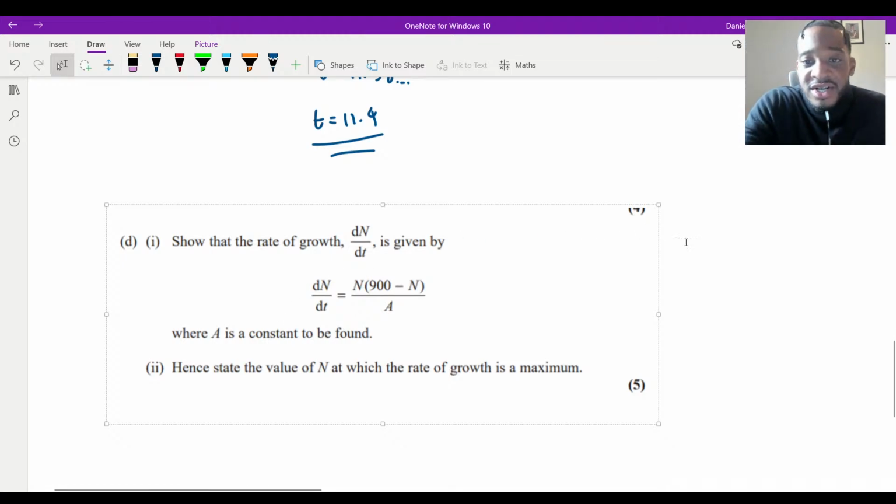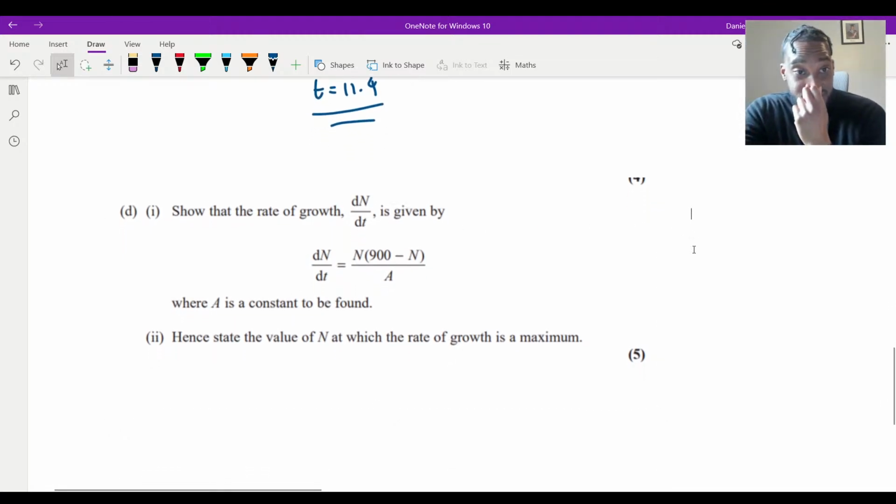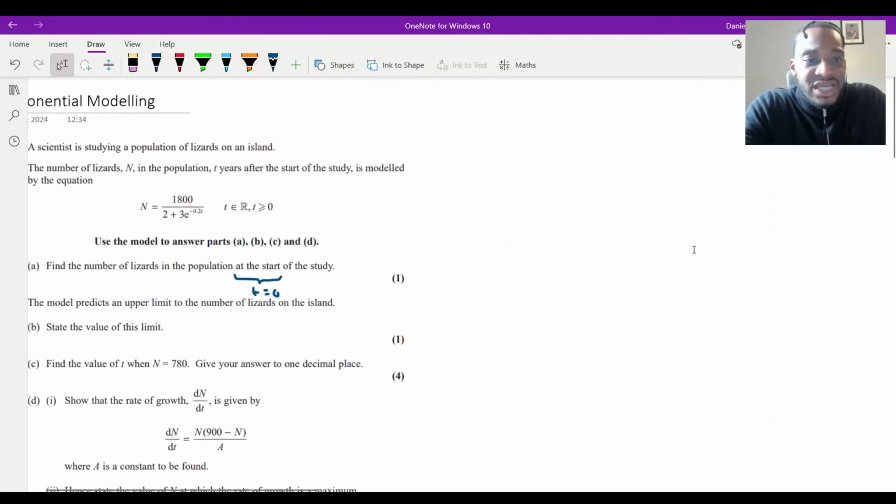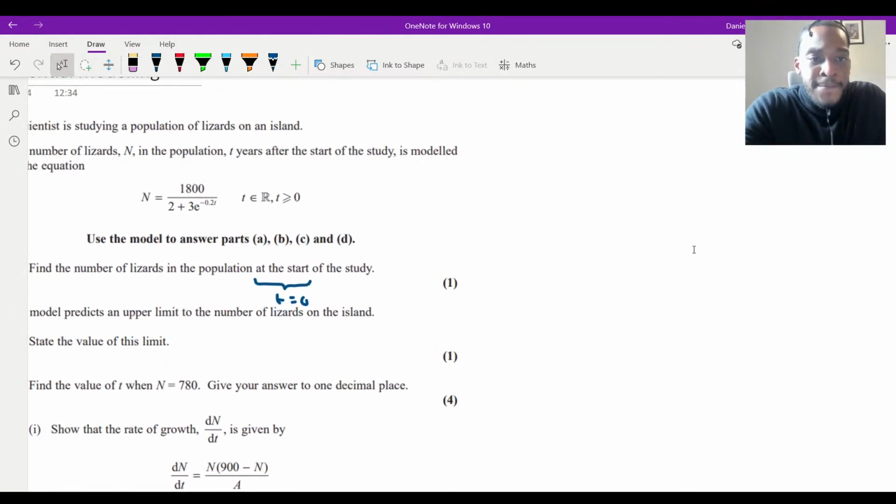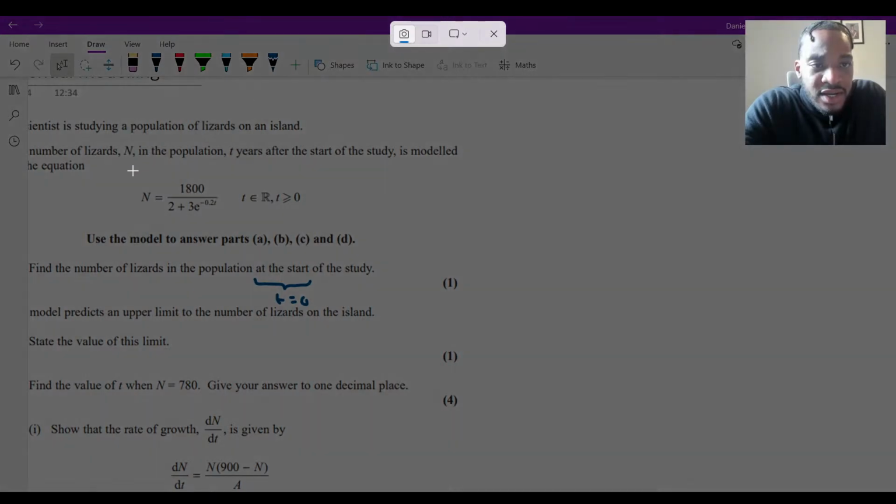But yeah, doing this one, we need to show that the rate of growth dn by dt is given by that there, right? Okay. Now obviously we need n. So let's get n again. That's n right there. So let me screenshot this and bring this here.